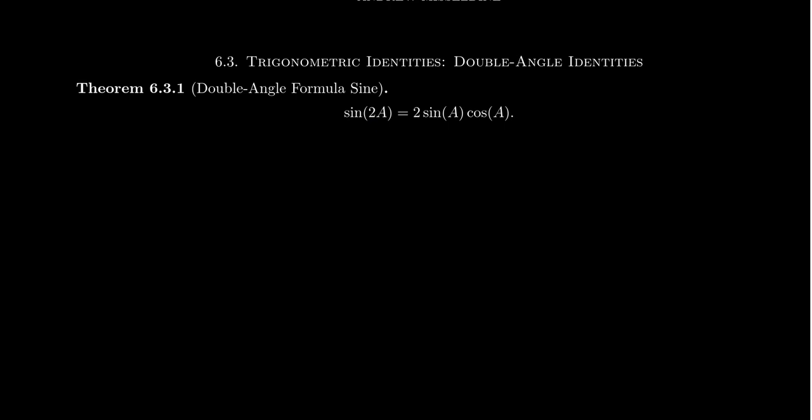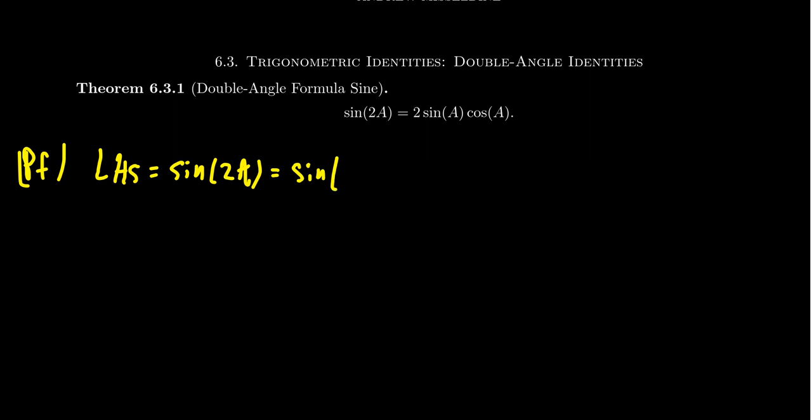Well, it turns out that the double angle identity is just a special case of the angle sum identity we saw previously. So if we wanted to prove this trigonometric identity, that sine of 2A is equal to 2 times sine of A times cosine of A, it's actually fairly simple. We take the left-hand side, sine of 2A, and think of it, instead of 2A, as A plus A. So you get sine of A plus A, and then you treat this as the angle sum identity, which we saw previously.